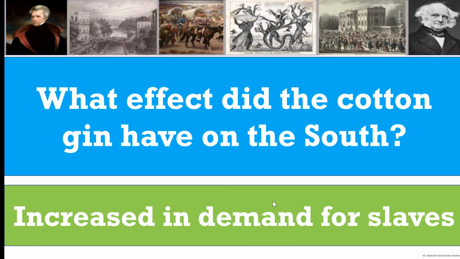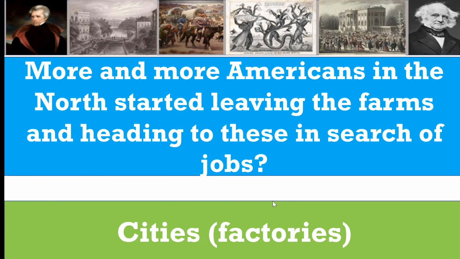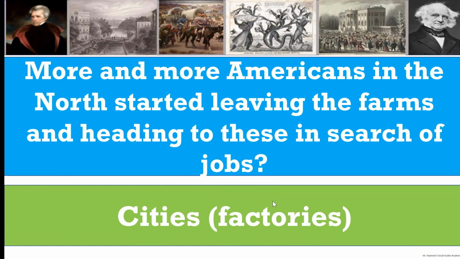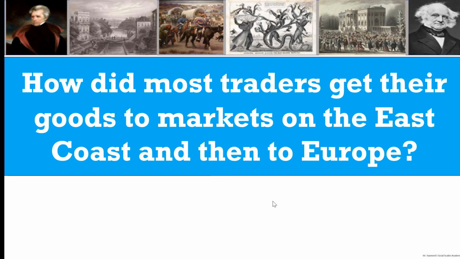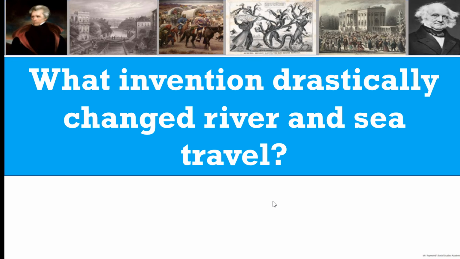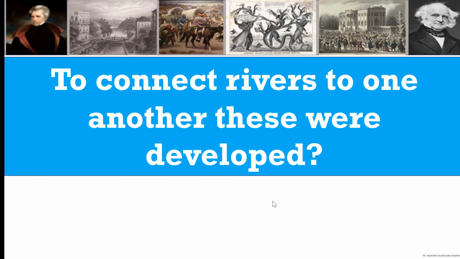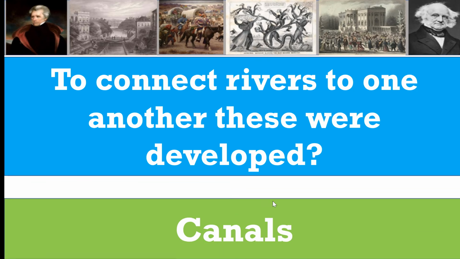What effect did the cotton gin have on the South? Well, it increased the demand for slaves, and it also saw the Southern farmers moving westward. More and more Americans in the North started leaving the farms and heading to these in search of jobs. Cities, and, well, you might have said factories. How did most traders get their goods to markets on the East Coast and then off to Europe? Via rivers. What invention drastically changed river and then sea travel? The steamship. To connect rivers to one another, these were developed.